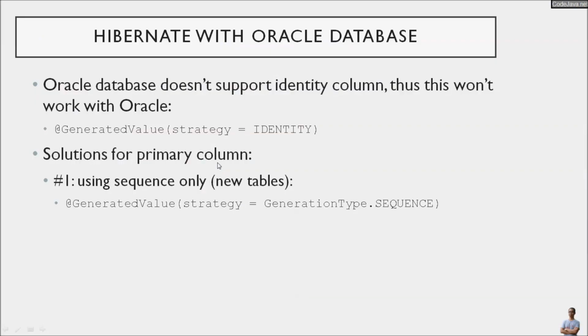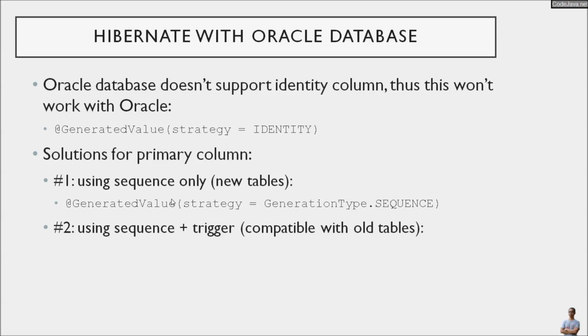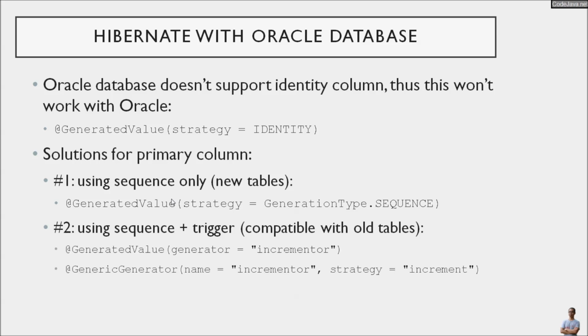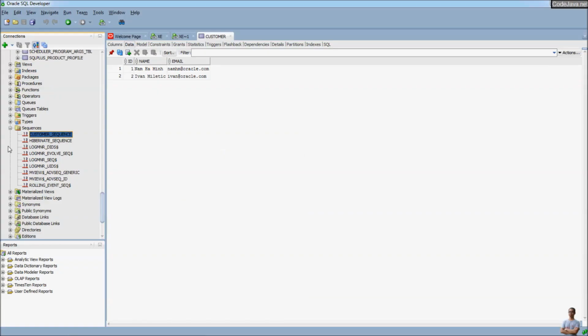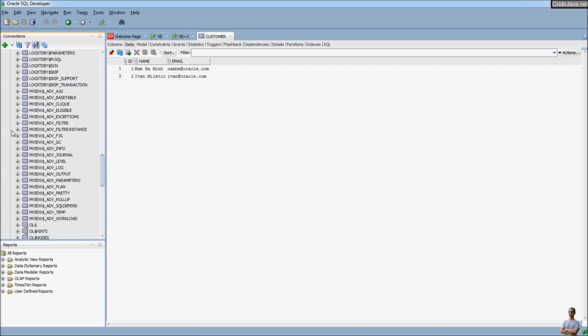So that was for the first solution using sequence only. This solution is suitable for new tables created for our project, but for old tables that use sequence and trigger to automatically insert values for the primary column, we need to use a different strategy. We need to use a generic generator with strategy increment. Let me show you. For example, we have a table that uses sequence and trigger.